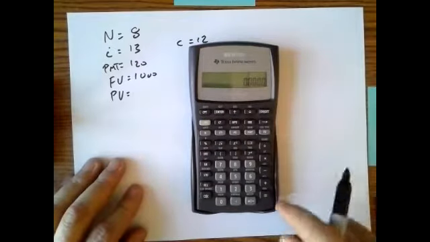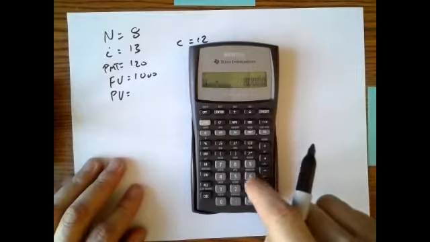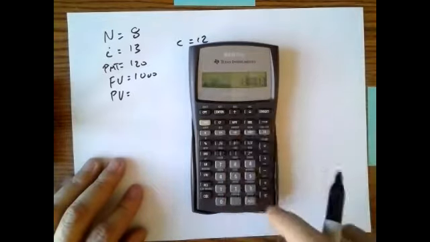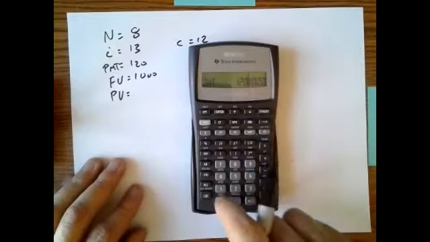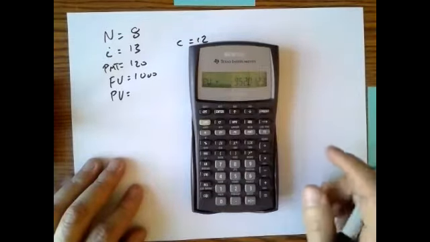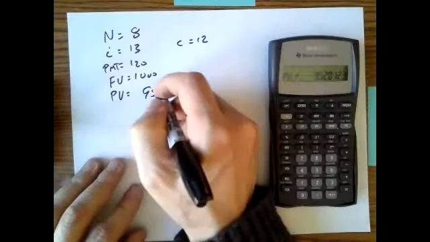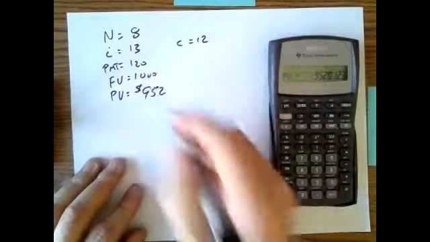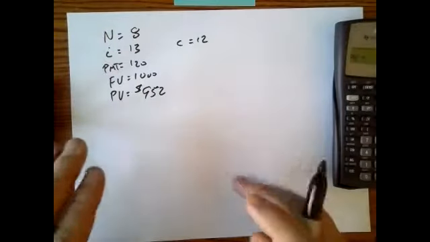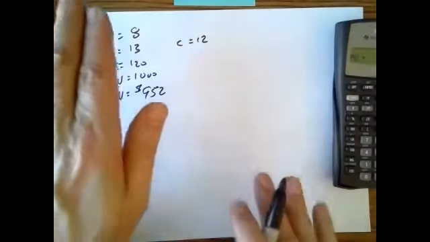Okay, so we just plug that data into our calculator. We've got to clear our TVM, as always. 8 is the number of periods. 13 is the interest rate. 120 is the payment. 1,000 is the future value. Compute PV, and you get 952. So like I said, because the interest rate went up, the price of this bond went down.